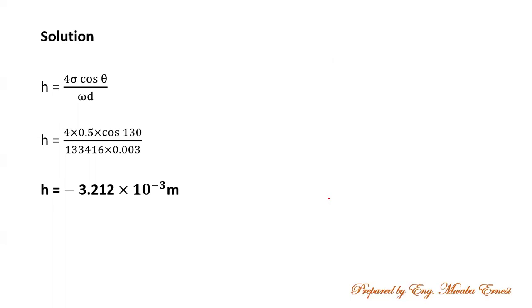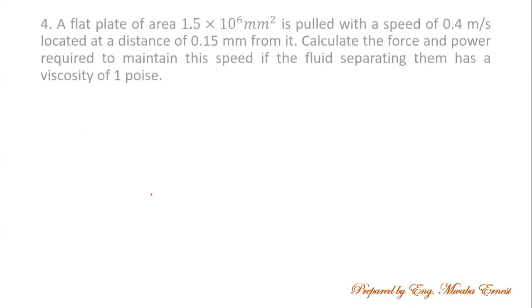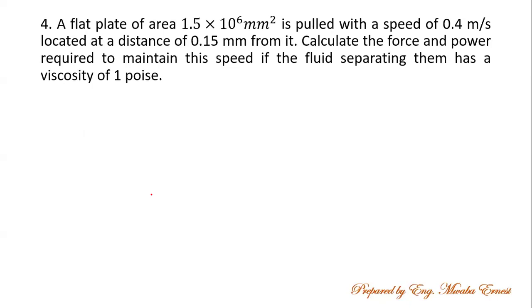What does that even mean? It means instead of going up, this height is actually below the free surface. That is our height, negative 3.212 times 10 power negative 3. So it actually went down. So that is simply referring to what we were discussing on the issue of capillary rise. Here is another one, last one.